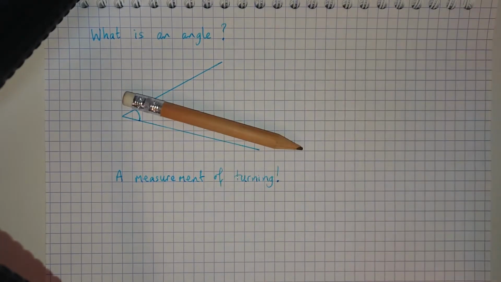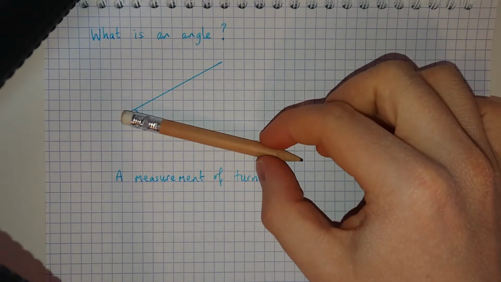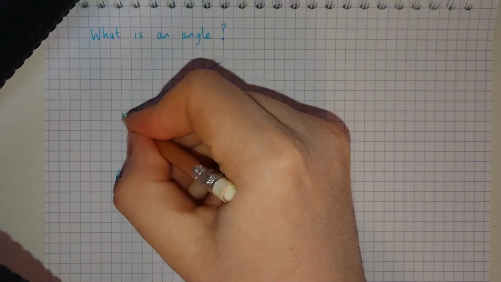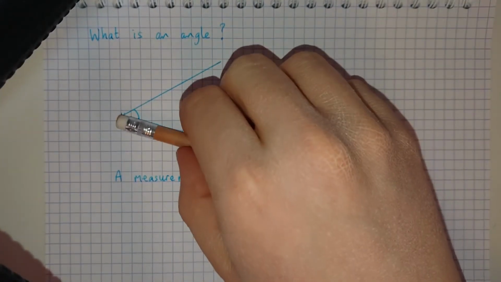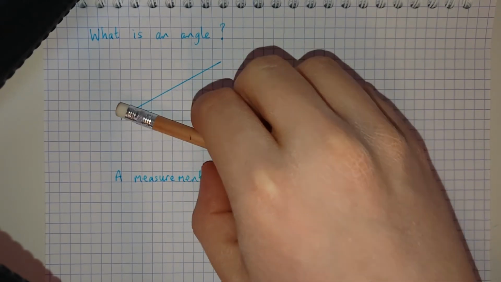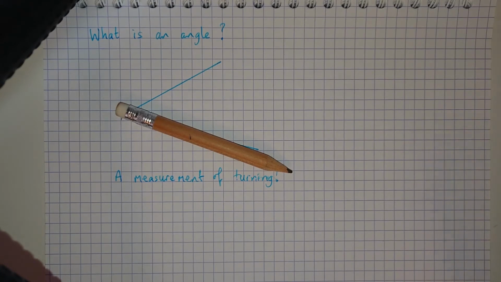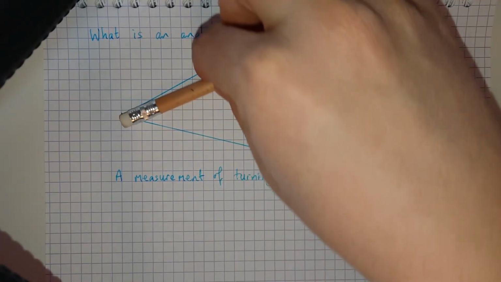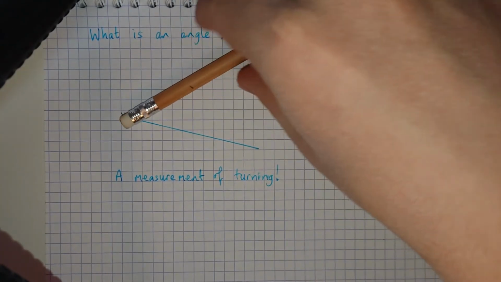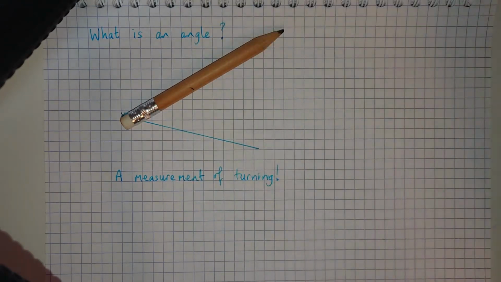Suppose you're standing right here. Okay, you're standing at this point here, but you're facing downwards. You're facing in this direction. If you wanted to turn to face the other direction, like so, you're now facing the other direction. You've turned through an angle. So it's a measurement of turning, and for that reason, you can turn on the spot.